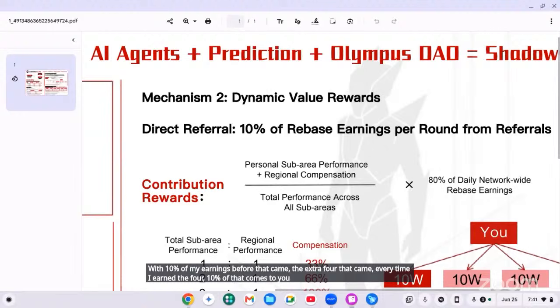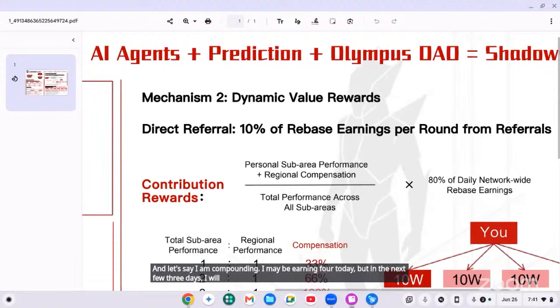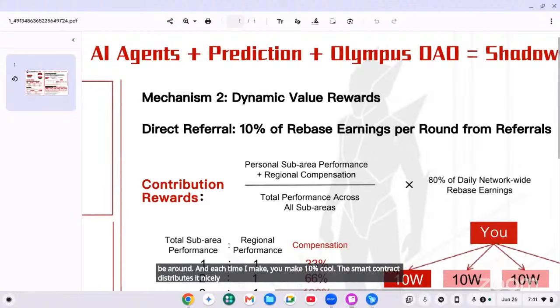Now, begin to look at it from the business aspects of what we do here. Let's say I am compounding. I may be earning 4 today, but in the next 3 days, I will start earning 8 because I decided to compound. It will get to a point I'll start earning 10, 20, 30, 40, 50 per time, or even 100 per round. And each time I make, you make 10%, cool. The smart contract distributes it nicely to your wallet, into your account.